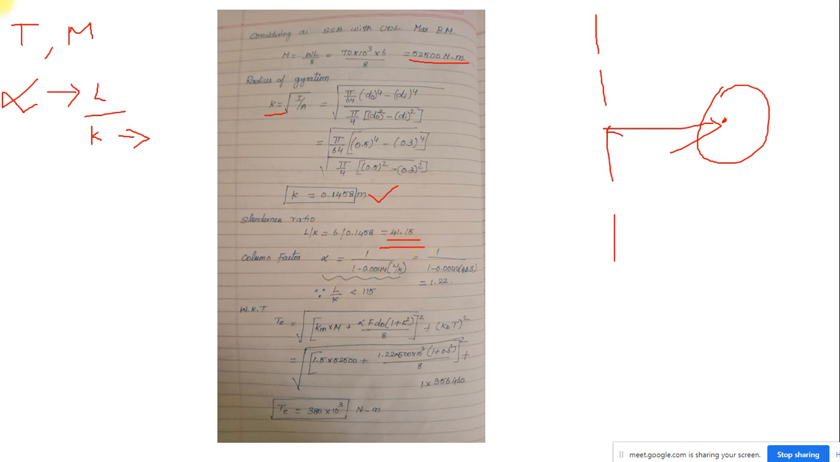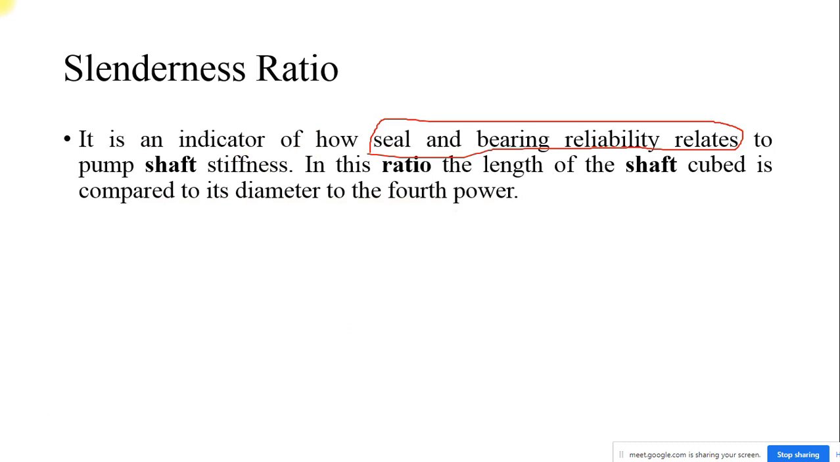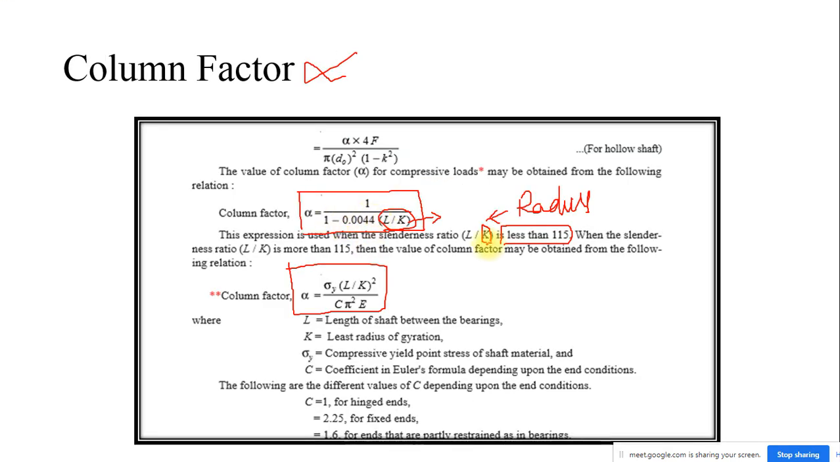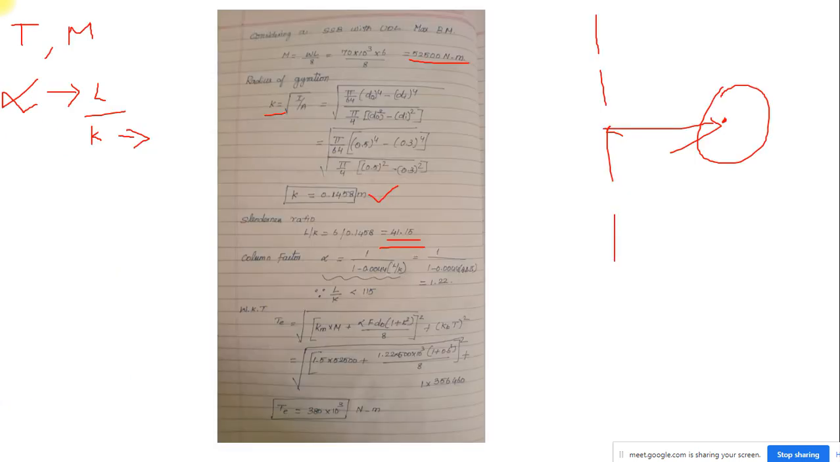Once I know the slenderness ratio, by comparing with the formula which I had earlier, I can use this value. See here, if the L by K value is less than 115, I can use this formula. Alpha is equal to 1 divided by 1 minus 0.0044 into L by K. I am going to use this formula and find the alpha value. So the alpha value is 1.22. That's all. This is the extra step when compared to our previous type of problem, which is nothing but combined twisting and bending moment.